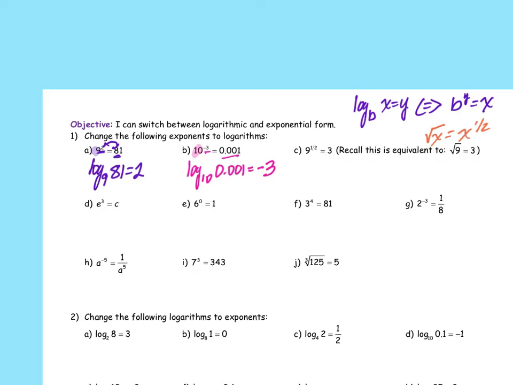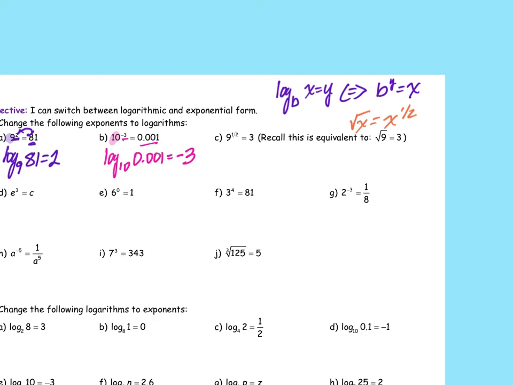If I had the cubed root of x, that would equal x to the 1/3. The fourth root of x would be x to the 1/4. And just that, you should have had that last year. I just want to kind of remind you of that when we're doing this.